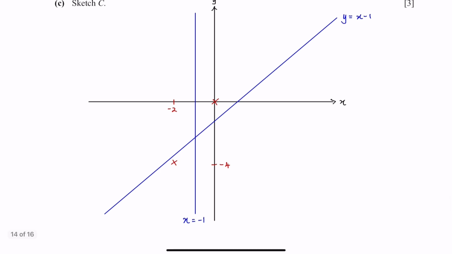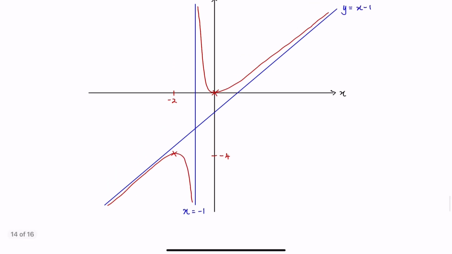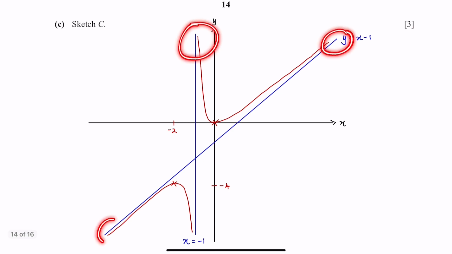So yeah, we can just sketch it out. This is an easy one. We need to make sure that the graph doesn't touch the asymptotes, and this should be the minimum point and this should be the maximum point. So it shouldn't go over these points. And we are done for graph sketching.